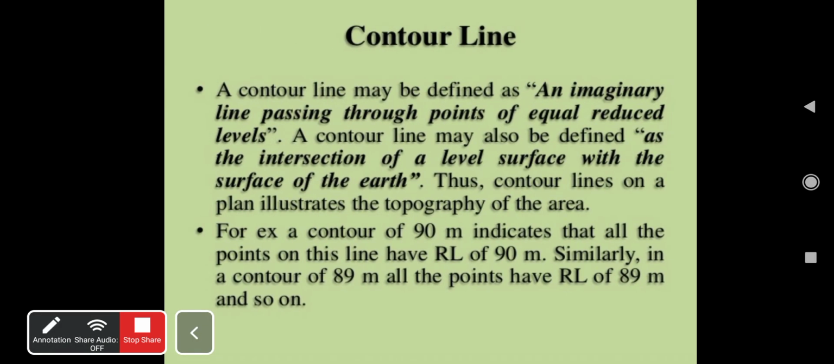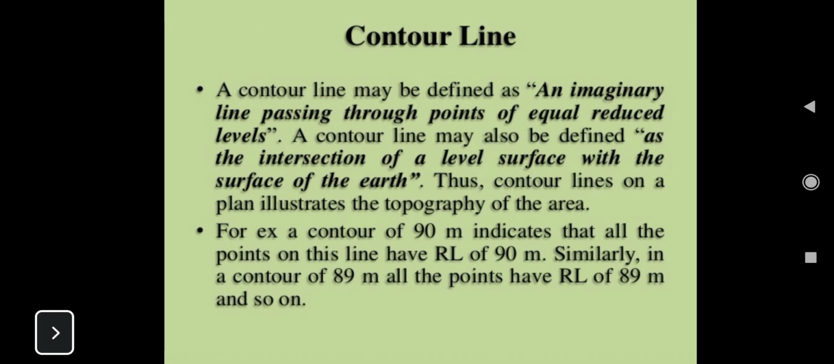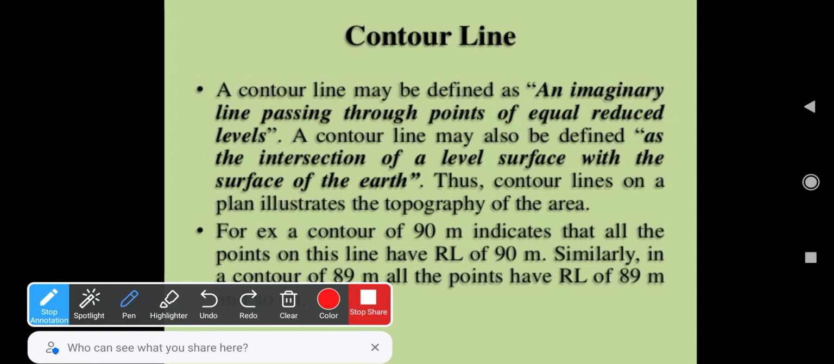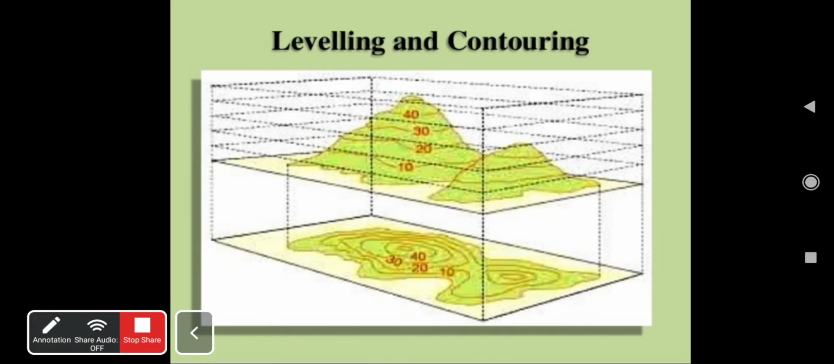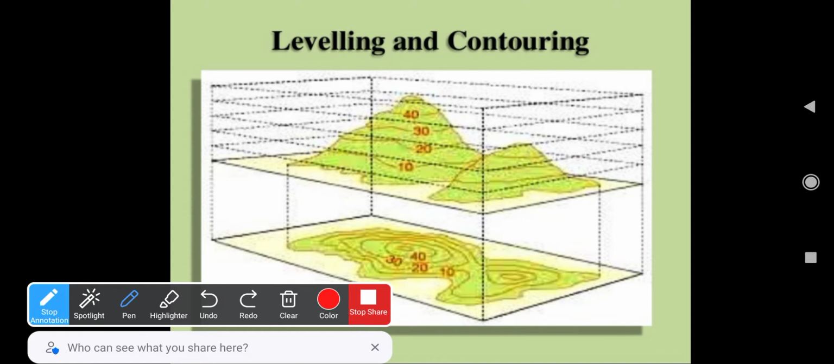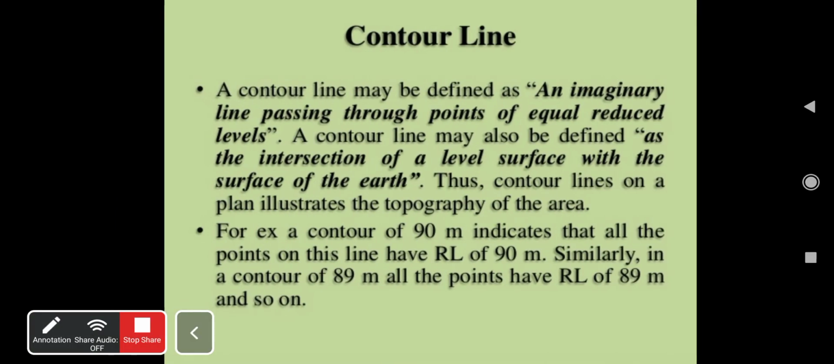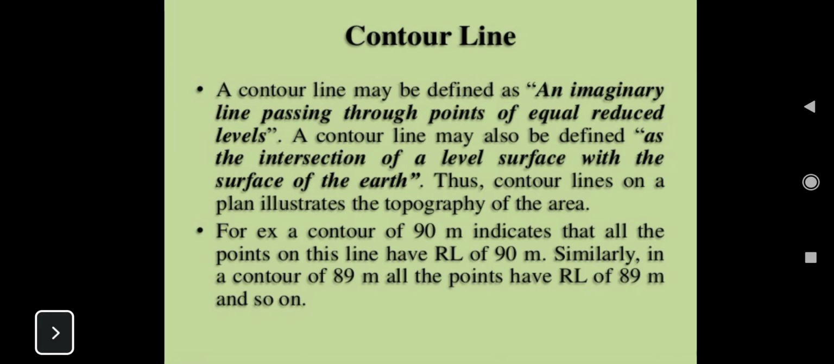So what do you mean by the contour line? A contour line may be defined as an imaginary line, as we have seen in the mountain. It is an imaginary line passing through points of equal reduced level. Equal reduced level is what it is: 0 to 10, then 10 to 20, then 20 to 30, like that equal intervals we are considering, in imagination, so that we will see how much area the mountain covers.